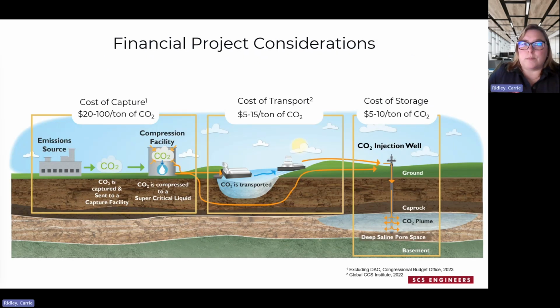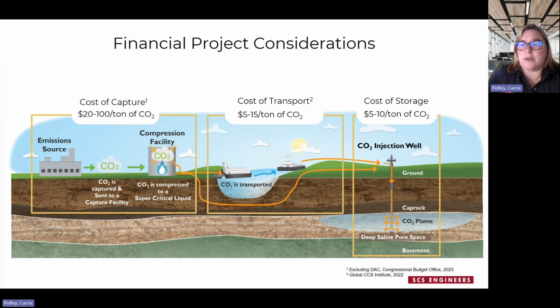So, financial project considerations. Altogether, what does it cost? Capture costs can vary, with higher costs of capture related to power production, iron and steel, and cement, and all that cost will depend on how much cleaning is required of the CO2. The cleaner sources of CO2, such as those at ethanol plants, are closer to $20 per ton for capture.